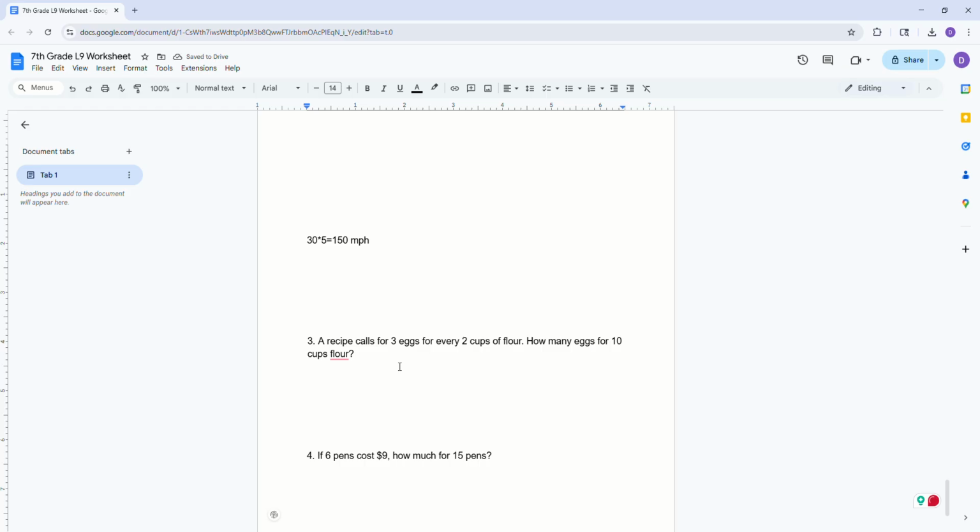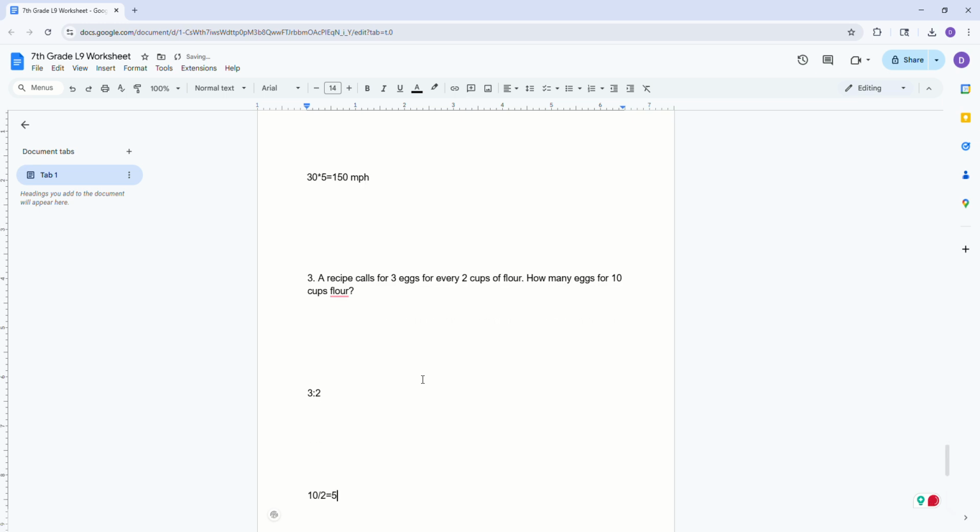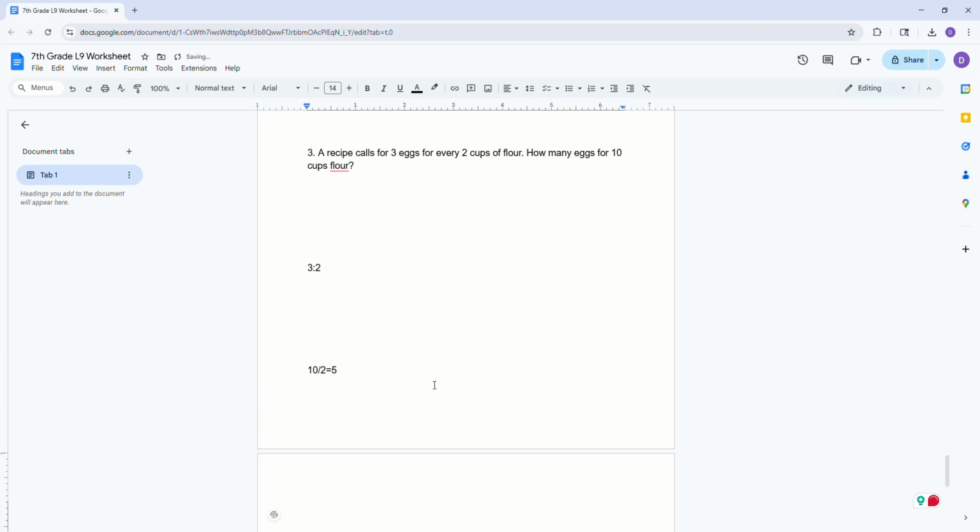Number 3 says a recipe calls for 3 eggs for every 2 cups of flour. How many eggs for 10 cups of flour? So it says 3 eggs for every 2 cups of flour. So we could use this as a ratio. And it says how many eggs for 10 cups of flour. So the multiplier here is 5. So we would have to multiply 5 times 3, which would be 15. It would be 15 eggs.